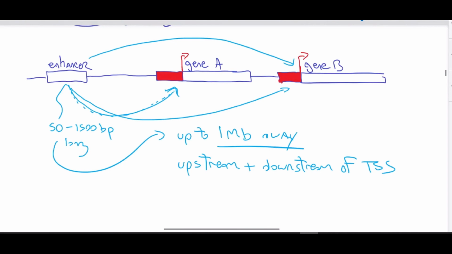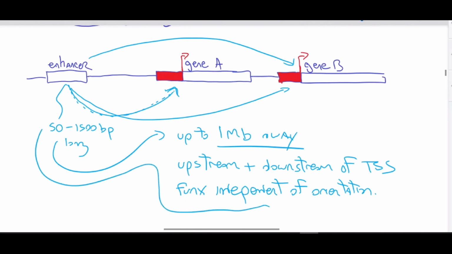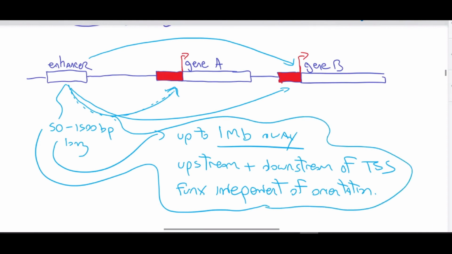They can be found within a gene, within an intron of a gene. And they function independent of orientation. So you can take the enhancer, flip it around at the same spot, and it still works. So what I want to focus on is, how does that work? How does an enhancer have all these different characteristics, and how does it influence the transcription of a gene that's located so far away? And why doesn't orientation matter? Hopefully I'm going to be able to explain this to you in this video.